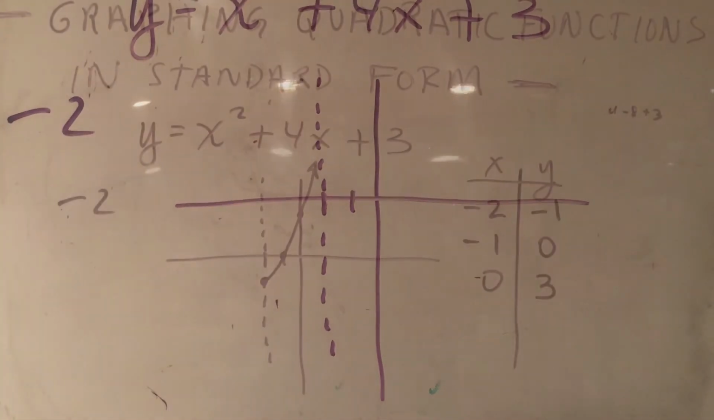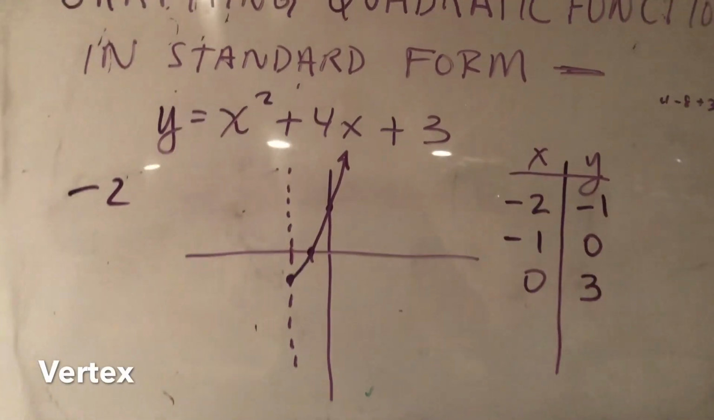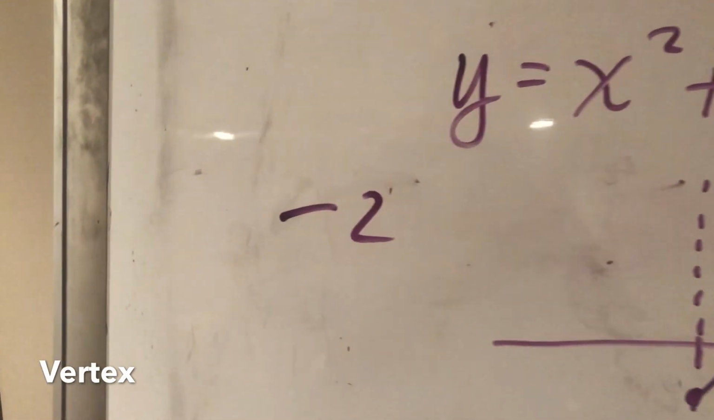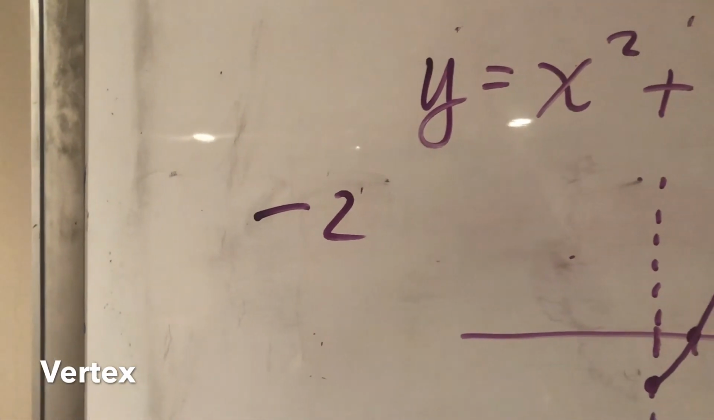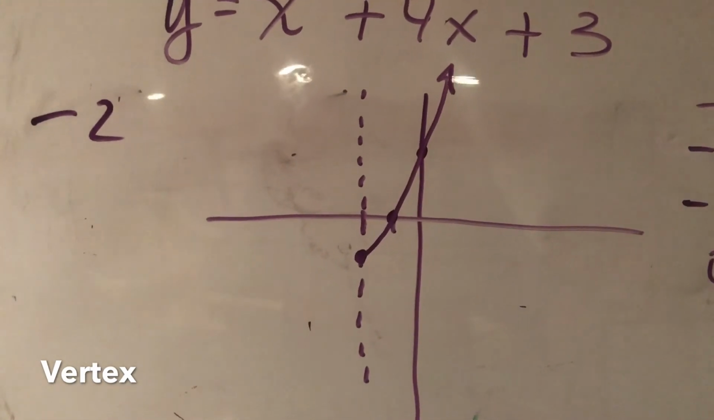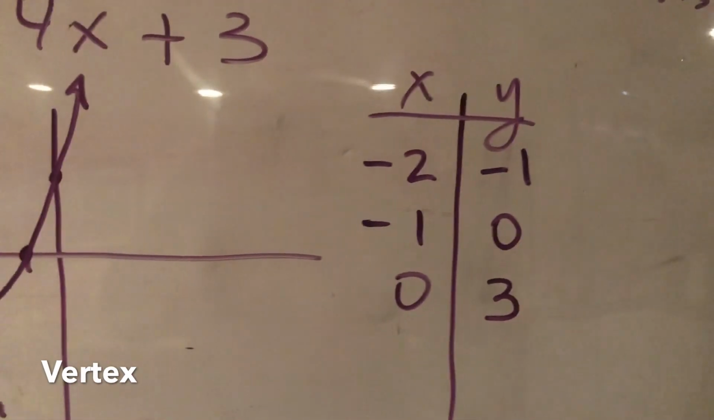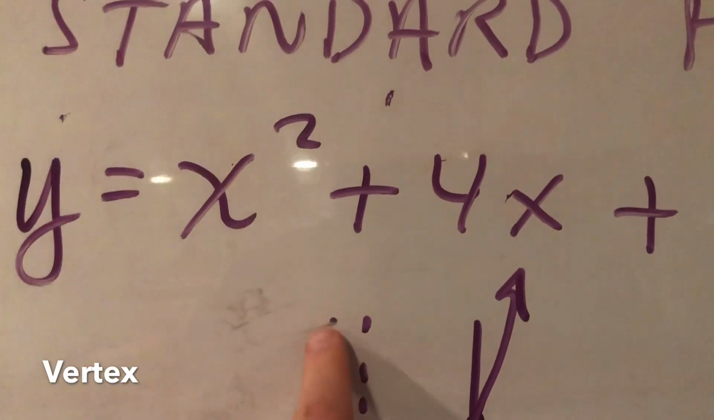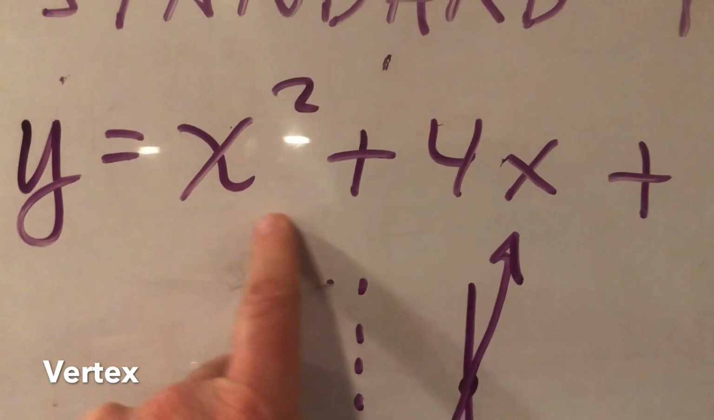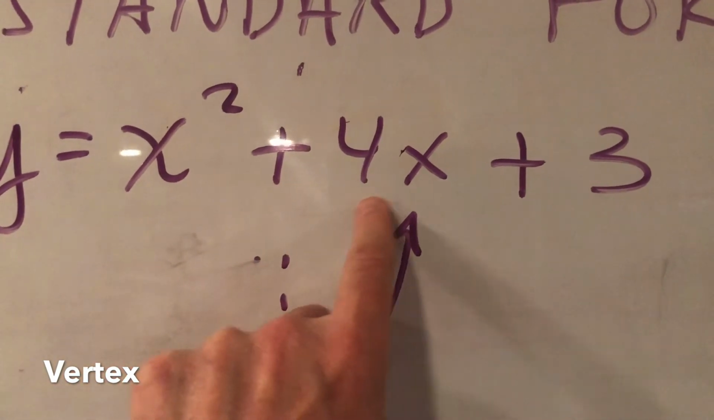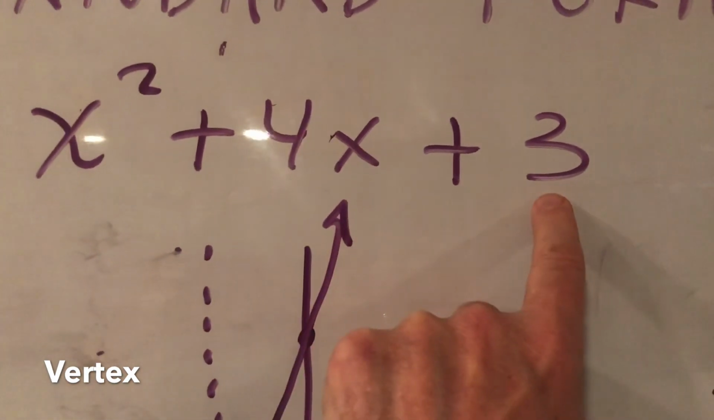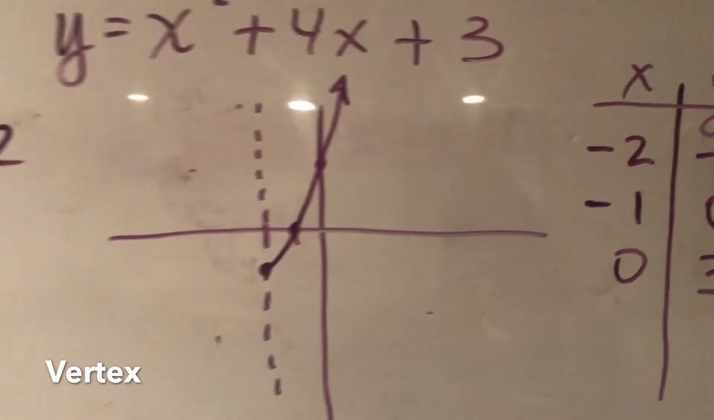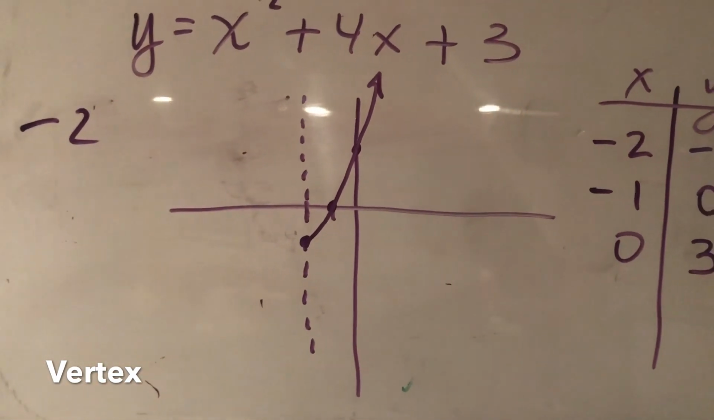Now we need to find the vertex. You can see the dotted line now. That's our line of symmetry, but we do need to find the vertex. The vertex obviously is going to lie on the line of symmetry, so we take this negative 2 and put it into our T-chart. Negative 2 squared is 4, plus 4 times negative 2 is negative 8, plus 3 equals negative 1. So that's going to be our vertex. That's our minimum point, negative 2, negative 1.